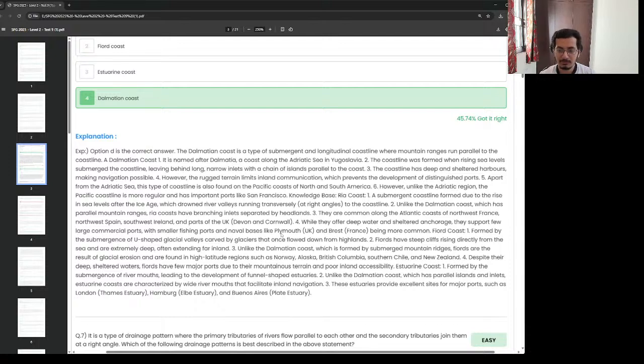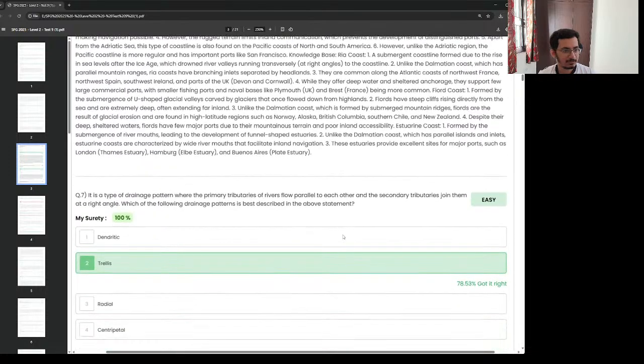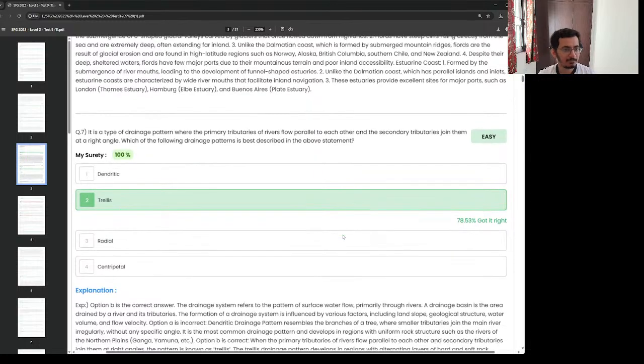Okay, Yugoslavia is now gone though. I think Czechoslovakia, Slovenia, Albania, all those countries are former Yugoslavia, right? So the coastline was formed when rising sea level submerged the coastline, leaving long, narrow inlets and a chain of islands parallel to the coast. The coastline has deep sheltered harbors. It is a type of drainage pattern where the primary tributaries. Yeah, this is easy. Drainage pattern is also.